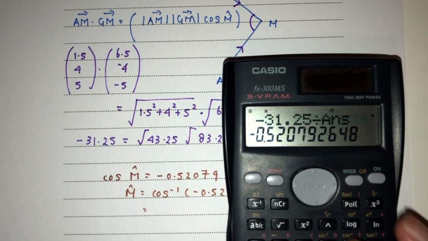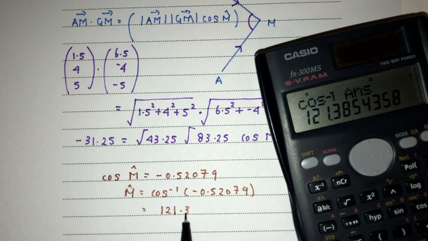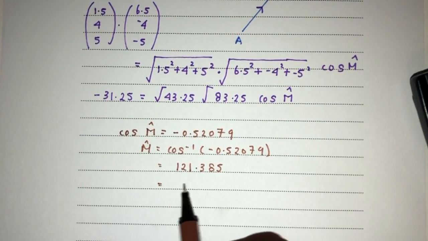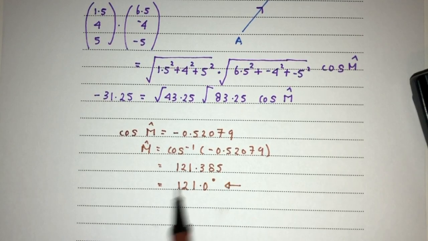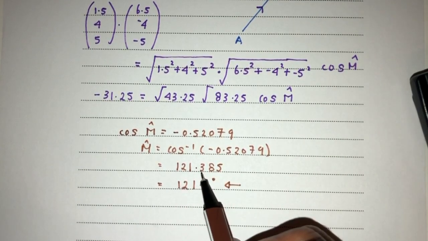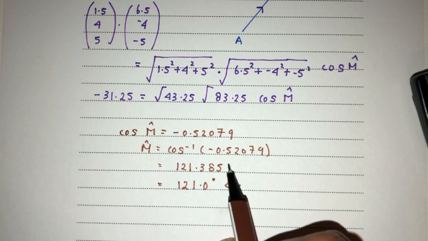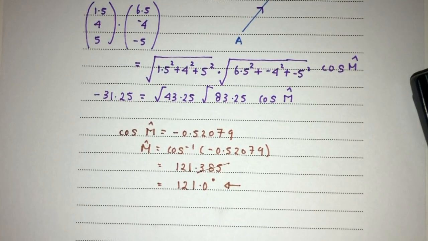So cos inverse, that will be 121.385. But you have to give your answer to the nearest degree. That will be 121.0 degrees, because here it is less than 5, so we don't have to add 1 to the value; it will just be erased. Okay, so your answer will be 121 degrees for the angle GMA. That is your question number 7.